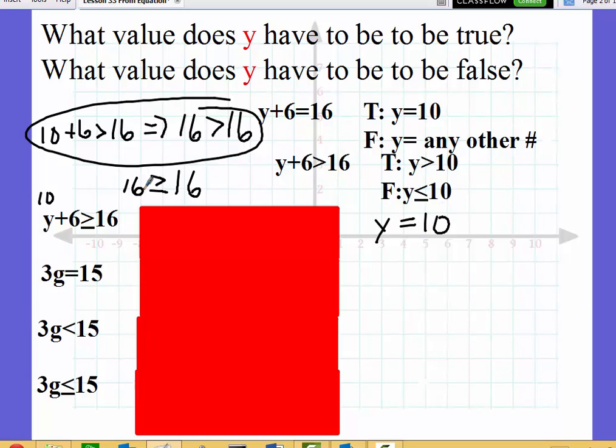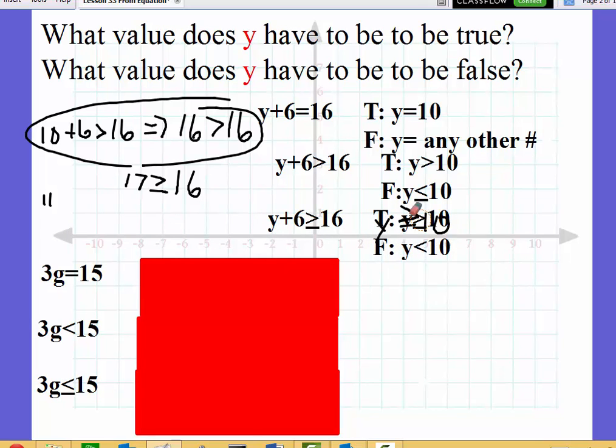But what about if I pick a number larger? Let's try if I do 11. What happens there? 11 plus 6, that's 17. 17 is greater than or equal to 16. So I see my number can be 10 or larger. Let's check to see if that is correct. Yep, and it looks like it is. Y is greater than or equal to 10, and then my false is any other number that's not 10. So let's look at our next one.